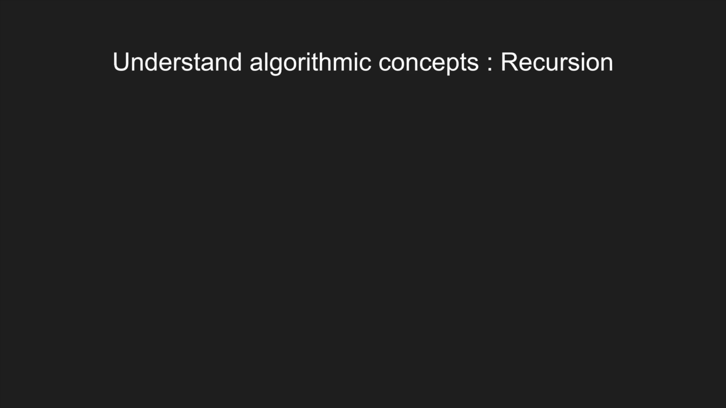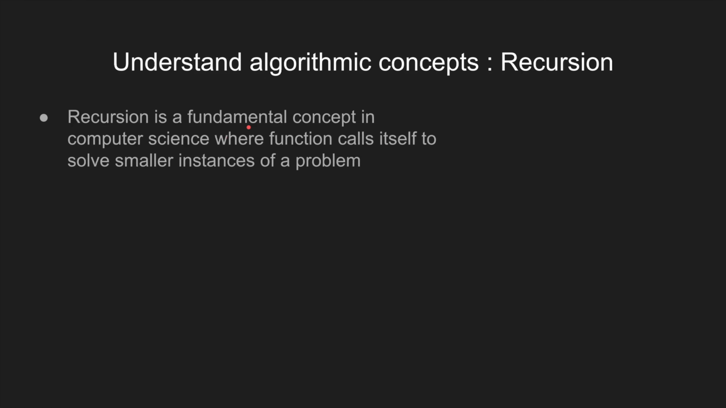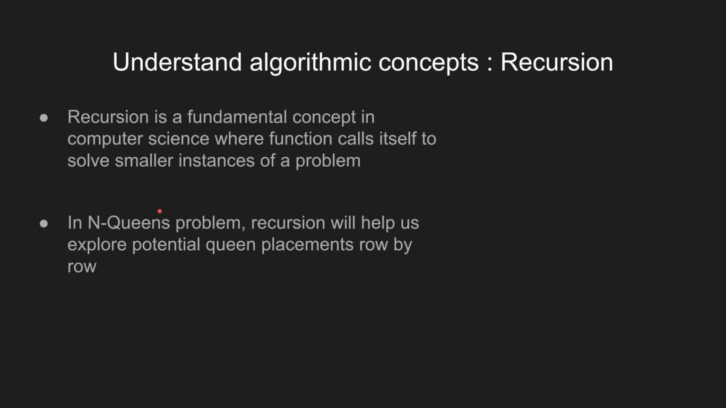Next, for understanding and solving the previous problem we faced, we need to understand recursion. Recursion is a fundamental concept in computer science where a function calls itself to solve smaller instances of a problem. How will we apply this to our problem? In the N-Queens problem, recursion will help us explore potential queen placements row by row.